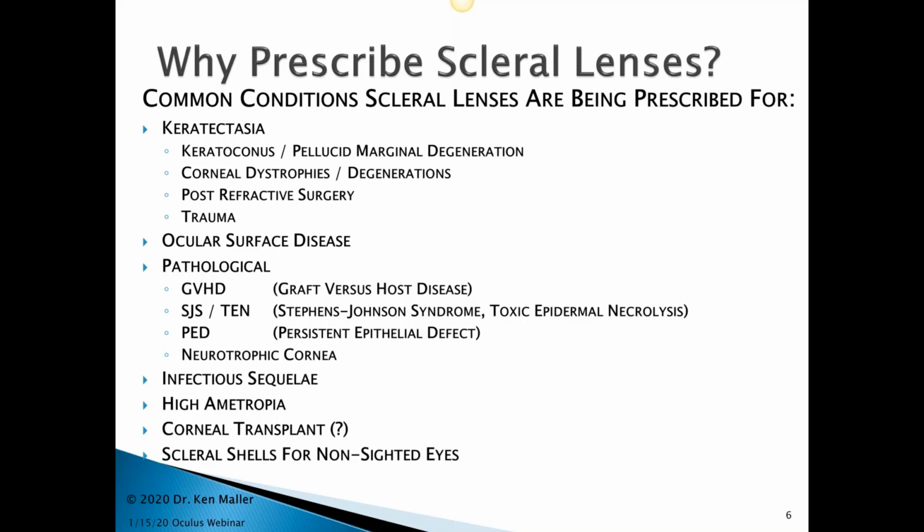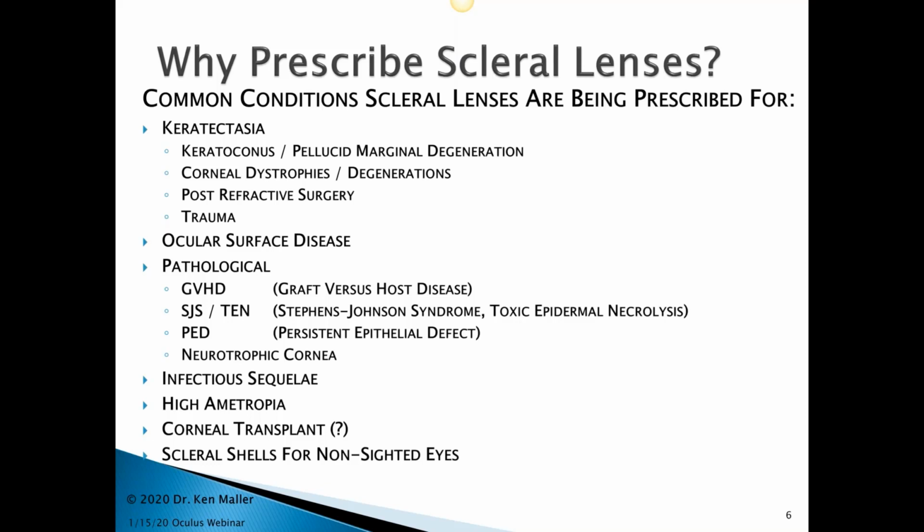Also, infectious sequelae leaving the cornea somewhat irregular, and certainly top on that would be something like a herpetic infection, leaving the cornea in quite a state of disarray. Giving that eye vision back again is certainly possible with a scleral lens. High ametropia is still added in there. Transplants.